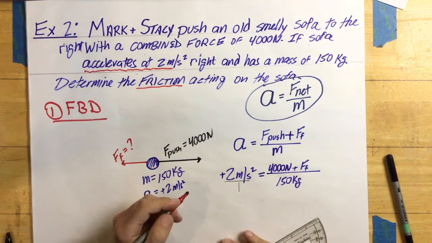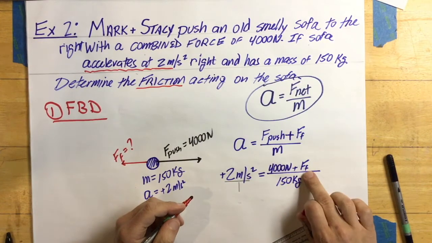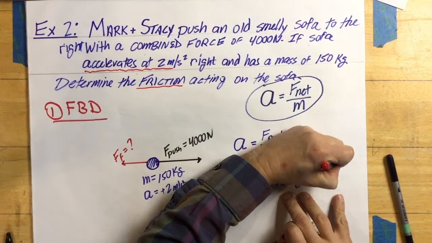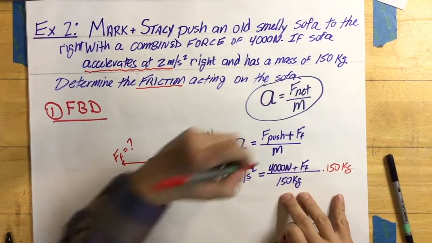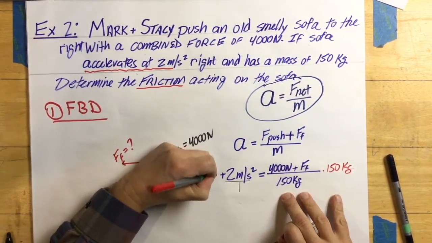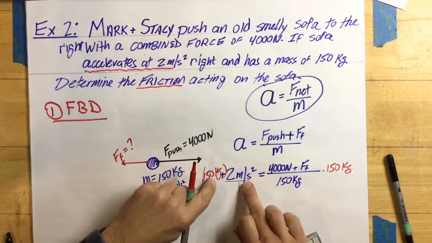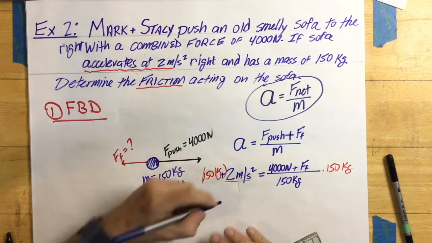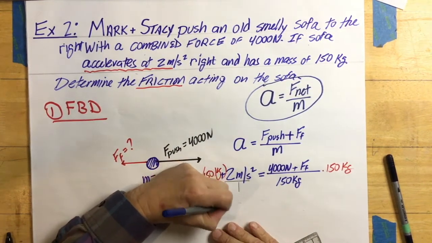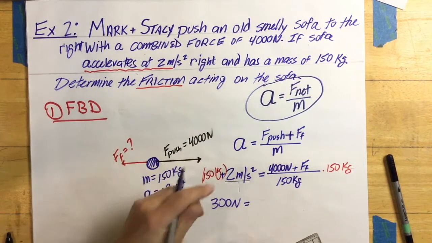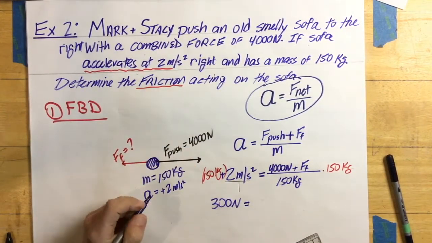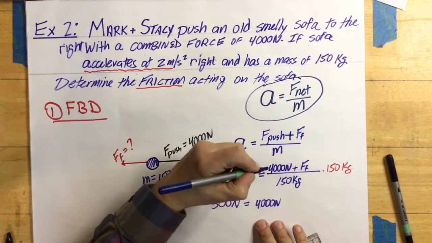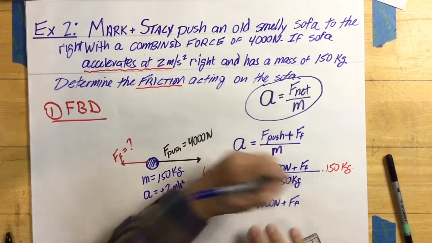If you want to follow the algebraic rules of, well, I got to isolate that, but it's divided by the 150, so I'm going to multiply 150 kg both sides. A kilogram times a meter per second squared is a newton. So now we're going to go back to, we have 300 newtons is what remains after the pushing and the pulling. This equals 4,000 on this side, plus the force of friction.